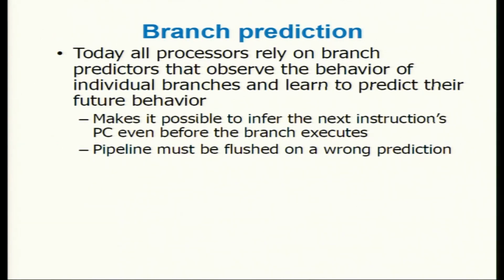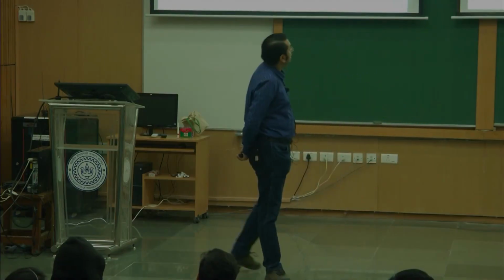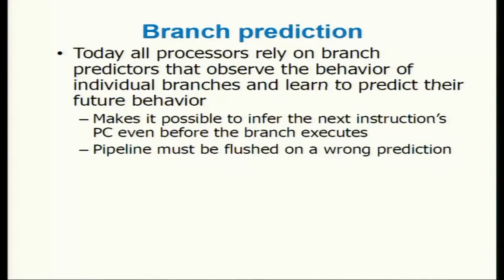So what are they? Well, looking at the past behavior of a branch, it tries to predict where the branch target is going to be, even before the branch executes. Right? And the good news is that the branch predictor accuracy today is typically higher than 97-98%. So it's extremely high, extremely predictable. But there are branches which are notorious.